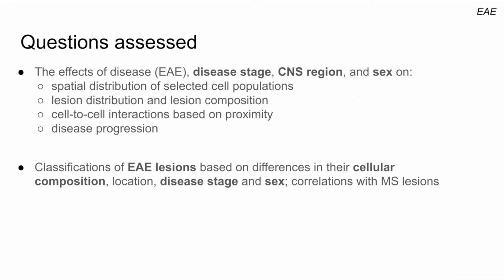We wanted to look at these areas where the immune cells are infiltrating, called lesions, and then look at the lesion composition. We also wanted to look at primary cell-cell interaction based on proximity, which is great, right? This is why we do spatial transcriptomics, to be able to actually see where all the cells are. And we also wanted to look at disease progression, at the peak disease and at the later stage, to see what's happening in the system. And then the idea for us is to classify the lesions based on differences in the cellular composition and the location where they are in the CNS, and then the disease stage and sex, and correlate it maybe to human lesions.